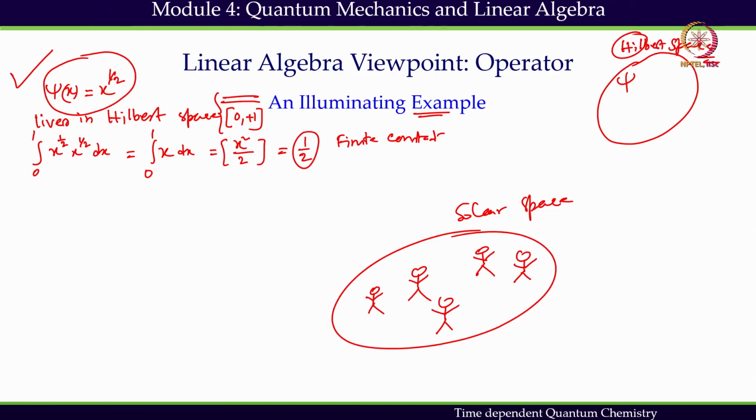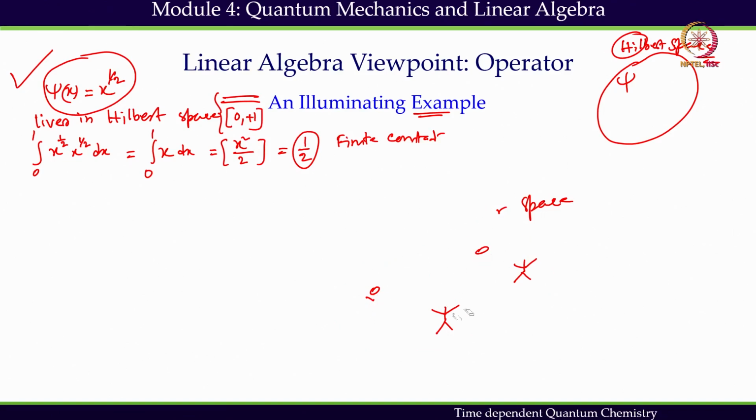So, we have already seen that within this limit, this wave function x to the power half is living in Hilbert space. So, it will be useful in quantum mechanics, very nice. Now, in quantum mechanics we know that some operator will be acting on it. Let us assume that my operator is d/dx, a very simple derivative operator, which will act on this x to the power half. When the derivative operator acts on x to the power half, what will happen?